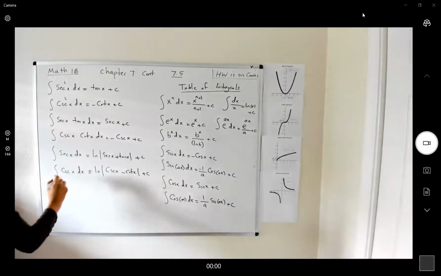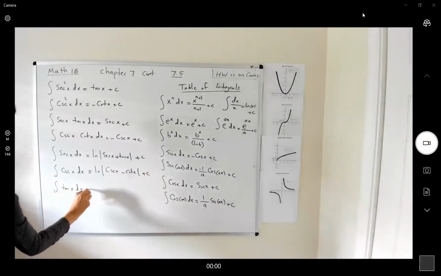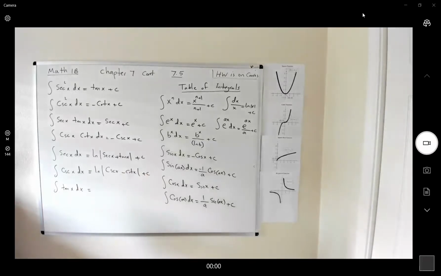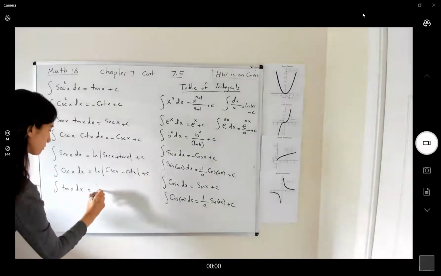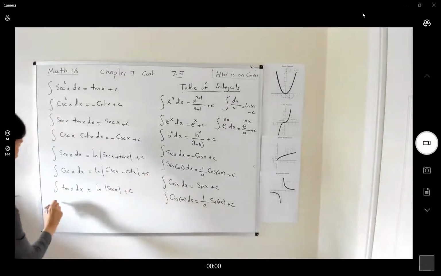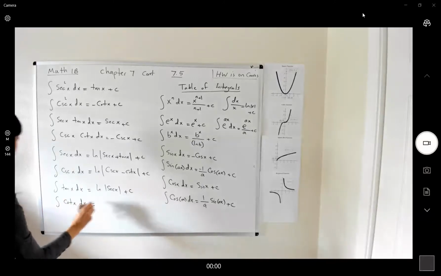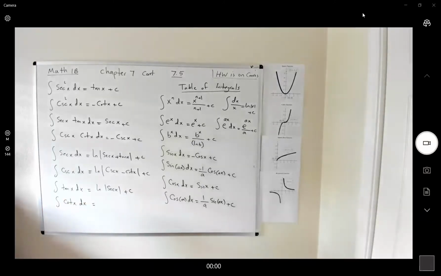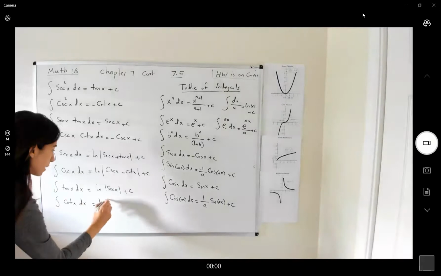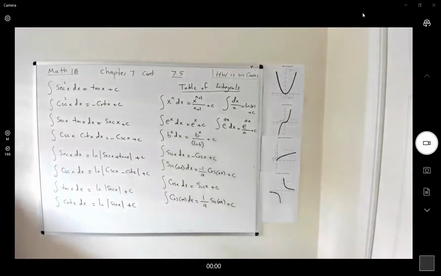The integral of tangent x dx is equal to ln of secant x plus c, and the integral of cotangent x dx is going to be ln of the absolute value of sine x plus constant of integration.